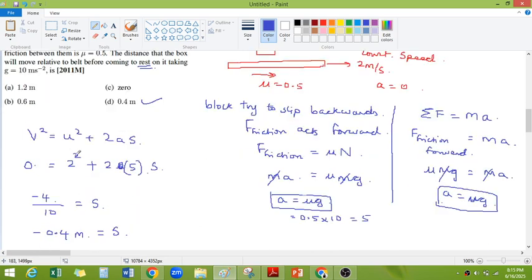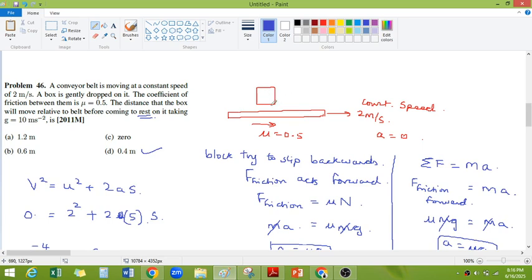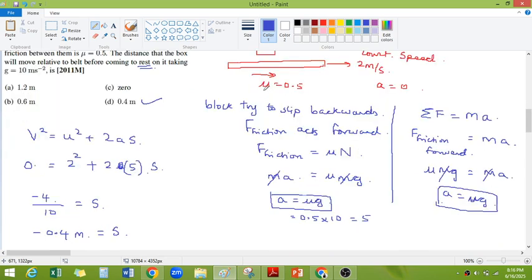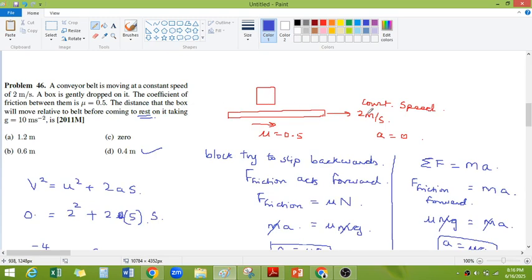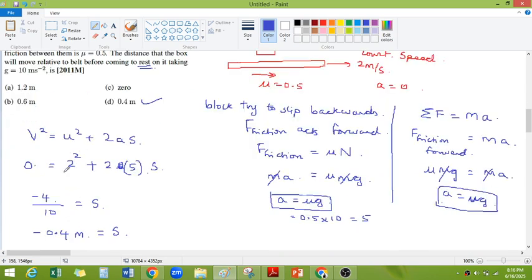Confusion you may get is, sir, how did you get 2 here? And the answer is, we are talking about the block, and the block is actually moving backwards with respect to this. So the conveyor belt is moving forward, which means with respect to the belt, this is having a negative velocity, minus 2. So if I want, I can put minus 2 the whole square also. Again, I'll get the same thing.